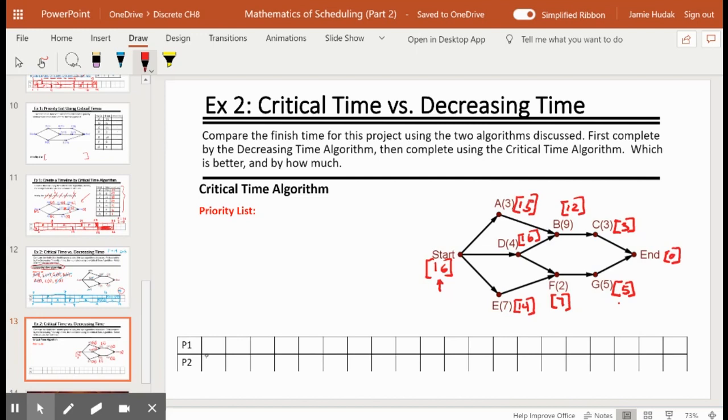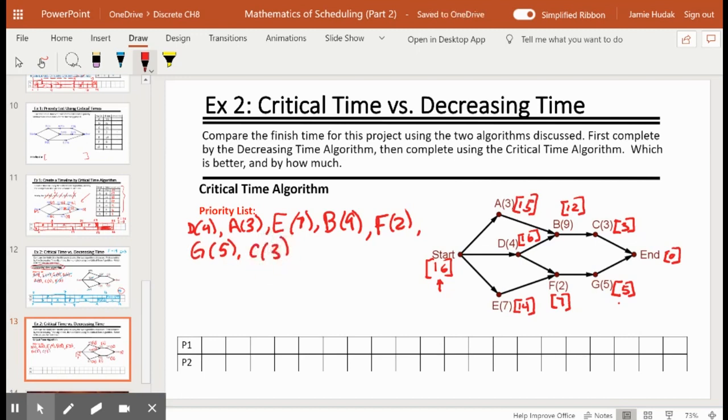Let's make our list. First task is D. Remember, we use the task time, not the critical time, when we're scheduling. So the priority list starts with D4, then comes A3, E7, 3, all right, that's 16, 15, 14, next comes 12, so B9, F2, you go down to the next line, G5, and C3.